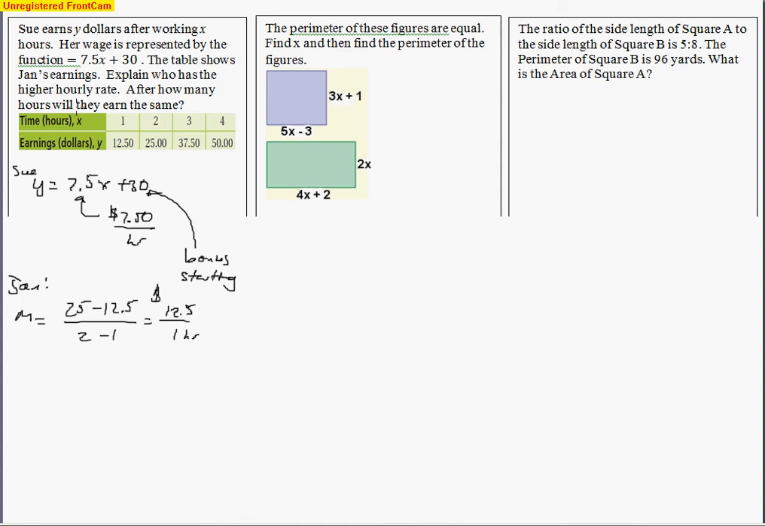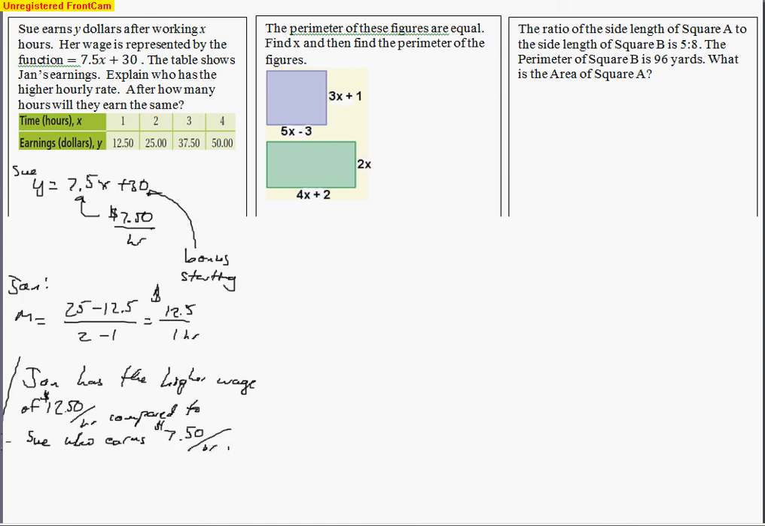So explain who's got the higher hourly wage. We'd say Jan has the higher wage of $12.50 per hour compared to Sue, who earns $7.50 per hour.